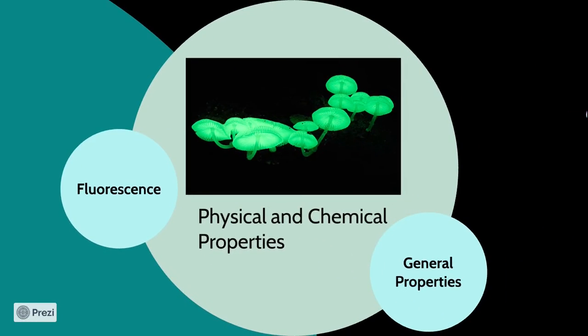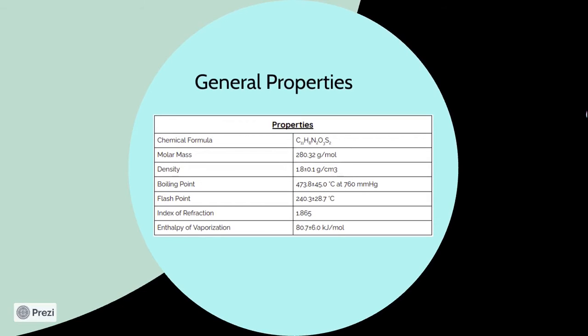So now we can look at some general properties of luciferin. Its chemical formula again is C11H8N2O3S2. Its molar mass is 280.32 grams per mole. Its density is 1.8 grams per centimeter cubed. Its boiling point is 473.8 degrees Celsius at atmospheric pressure, has a flash point of 240.3 degrees Celsius, an index of refraction of 1.865, and finally an enthalpy of vaporization of 80.7 kilojoules per mole.